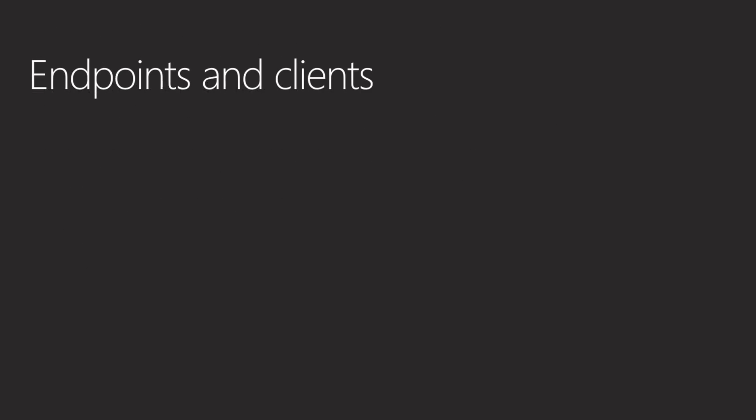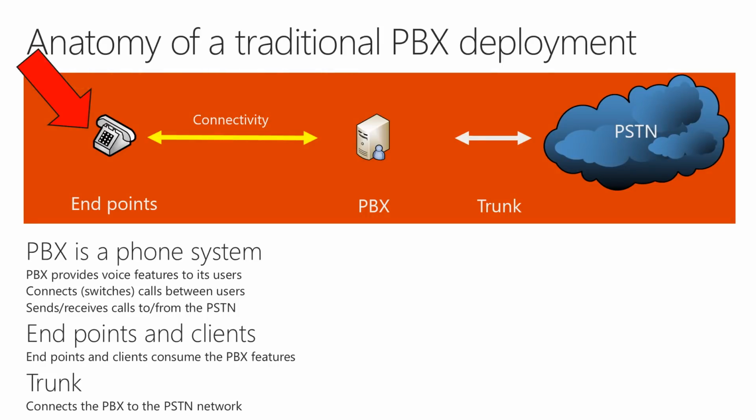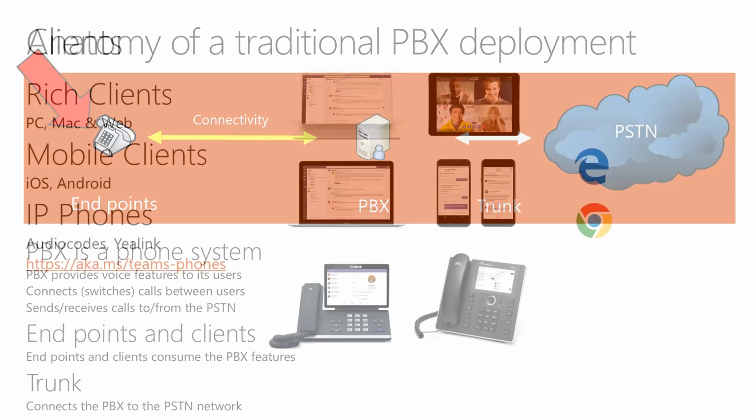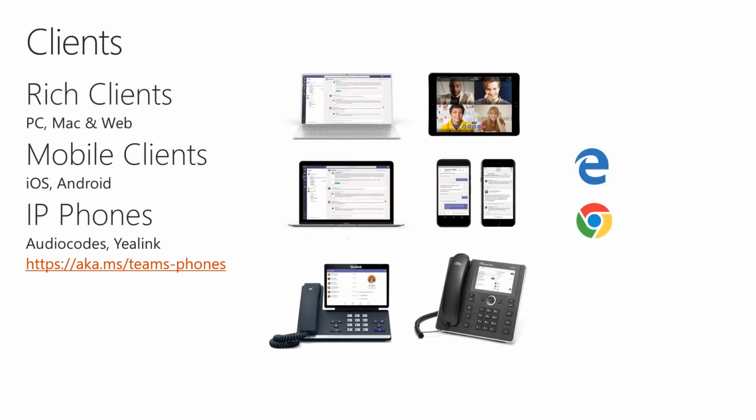Let's start with endpoints and clients. Here is again our picture of the traditional PBX deployment, and now we're looking at the endpoints. I want to double click on them. We have our rich clients, the Mac client, the PC client, the web client. We have our mobile clients, iOS and Android, and there are also IP phones. AudioCodes and Yealink are the two providers who currently have phones available, but please go to aka.ms/teams-phones for the latest list of available phones and phone vendors.